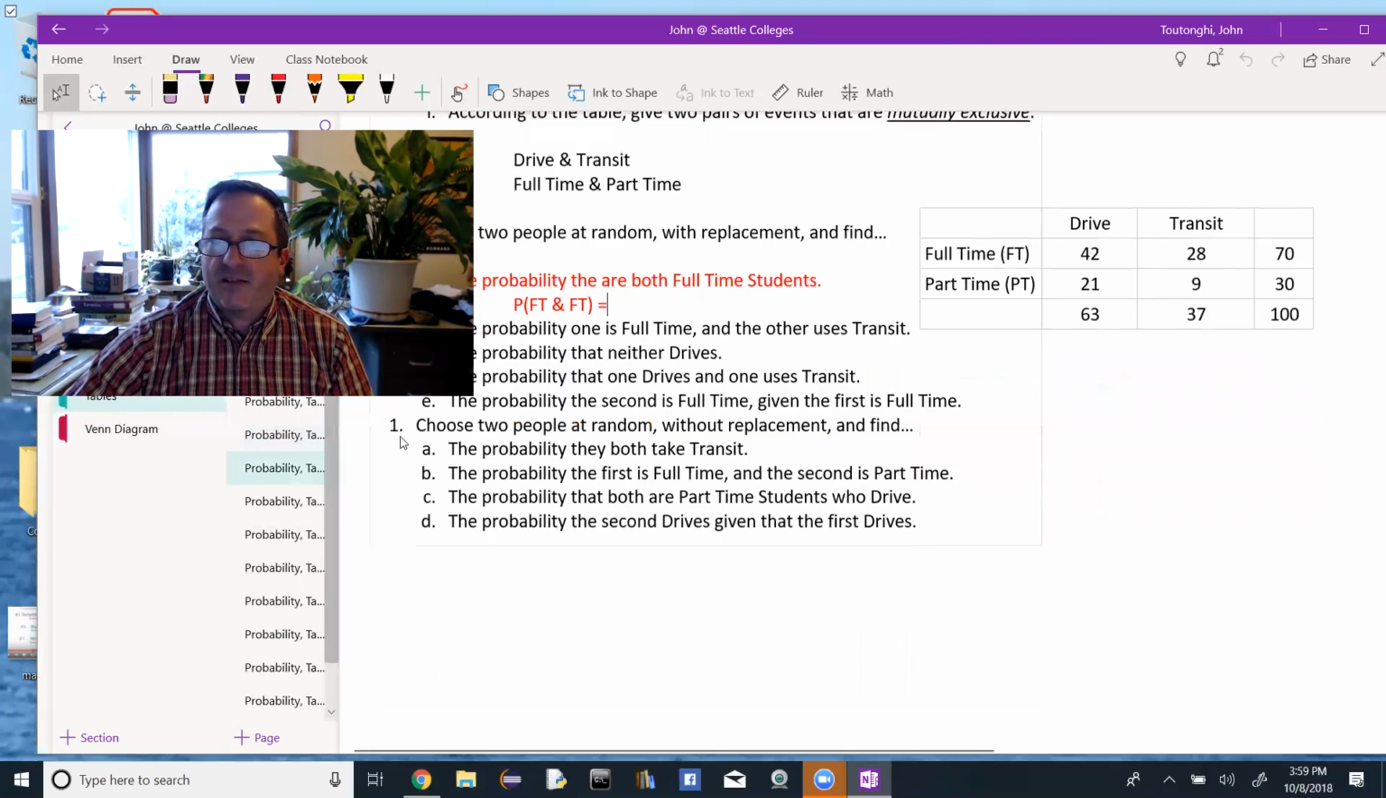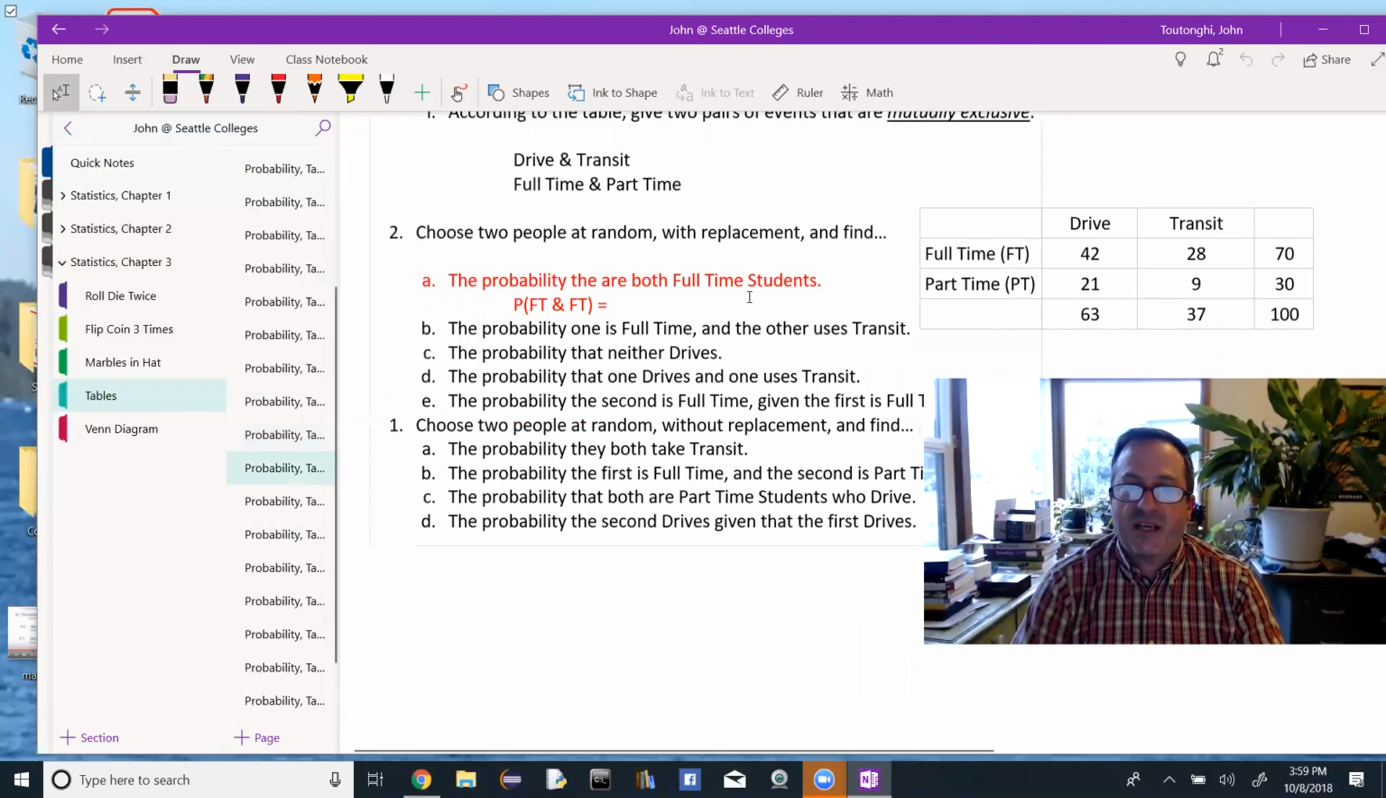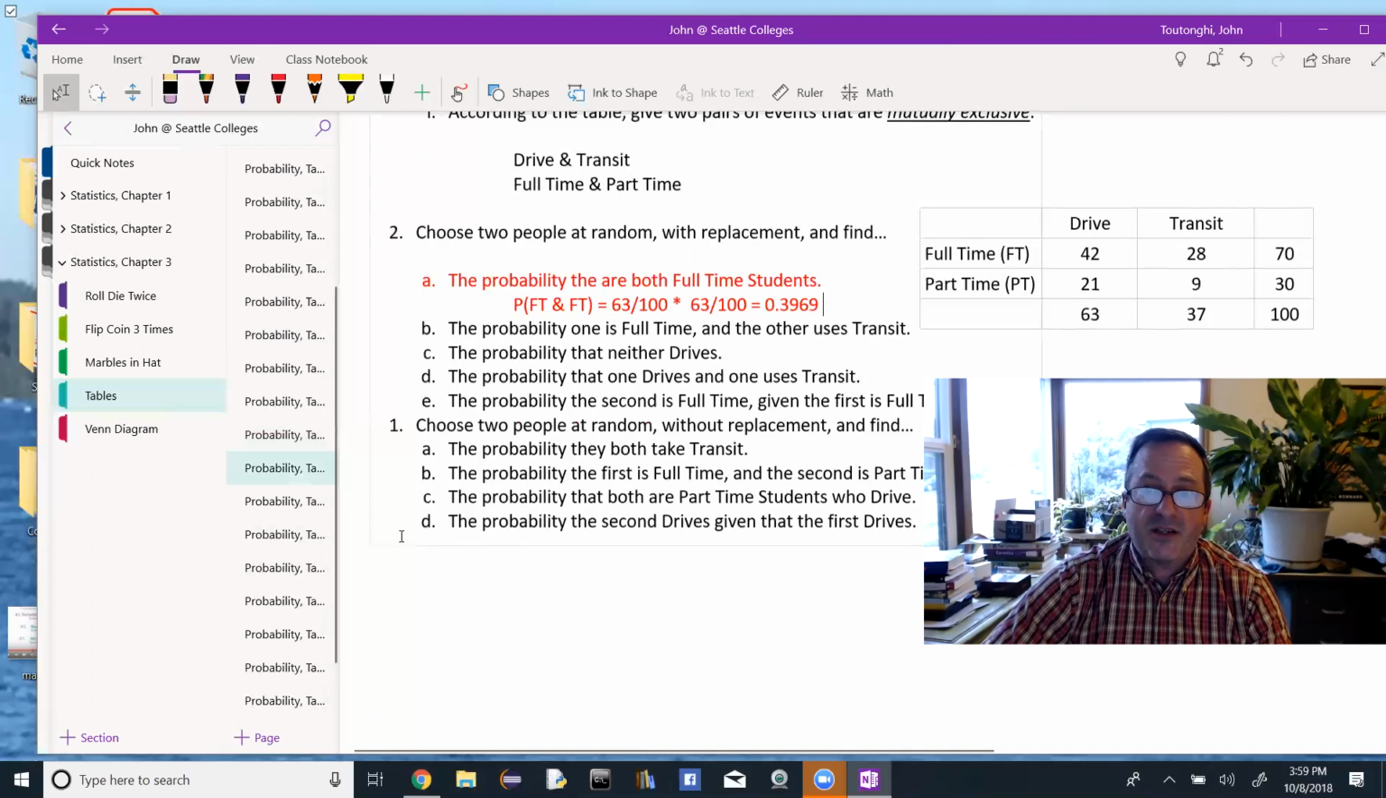Move myself back over here. Okay, so find the probability they are both full-time students. So the probability of the first one is full-time, 63 out of 100. And I'm going to multiply that by the probability the second one is full-time. And I put this person back in, so there are still 63 people out of 100. And then I'll let the calculator do the math on that, 0.39. Or if you were rounding to 2 decimal places, that'd be 0.40.